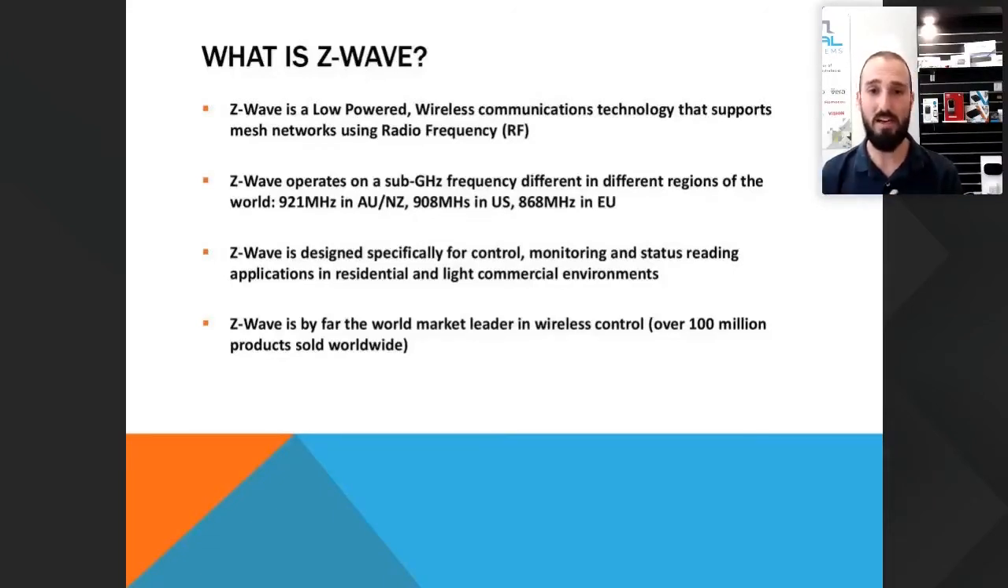Now, having said that, Z-Wave is by far the world market leader in wireless control, with, since its inception, which we're going to go through, over 100 million products sold worldwide. And that's a lot. That's all around the globe. It's really big in the United States, really big in Europe, and it's just starting to grow into something really wonderful here in Australia and New Zealand. So we're on the money.